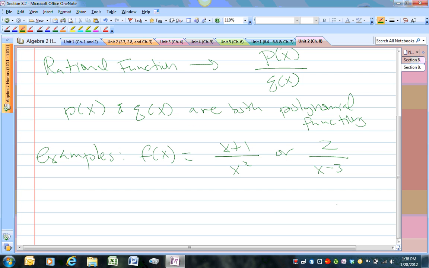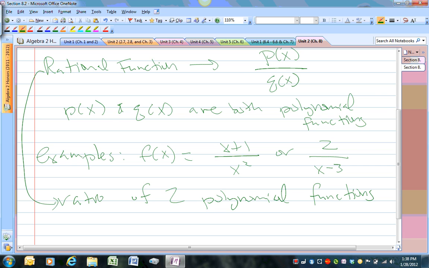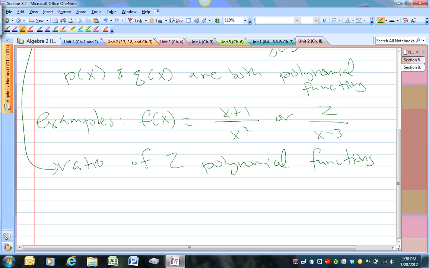So again, it has to be a ratio of 2 polynomial functions. That's the best way to define a rational function. Kind of like a rational number, a ratio of 2 integers, so kind of similar. So let's get to some examples right now.